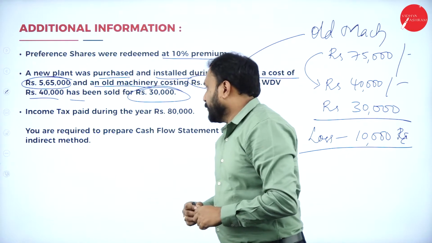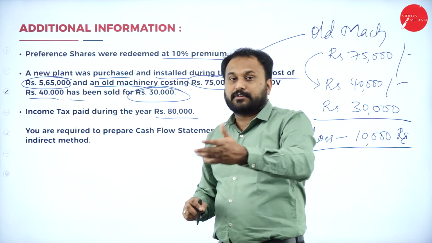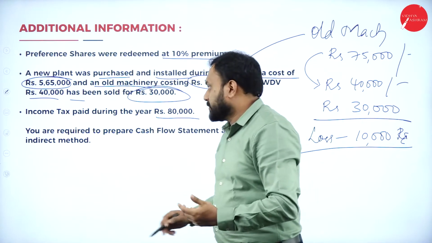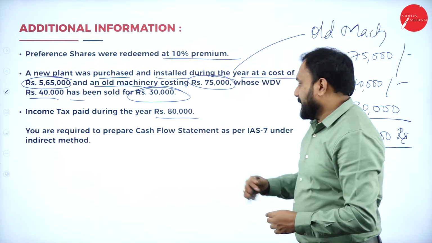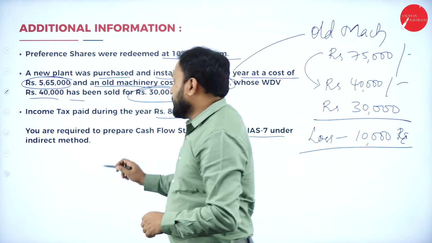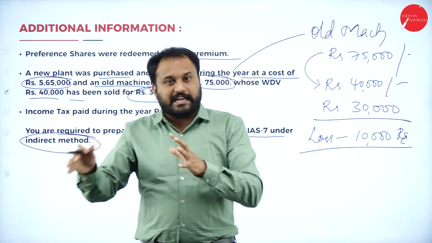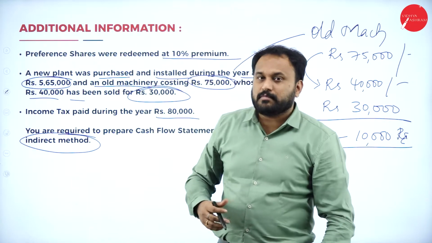Income tax paid during the year is 80,000 rupees. Now income tax you are supposed to pay, right? So again it goes from your pocket. You are required to prepare a cash flow statement as per Indian accounting standards under the indirect method. That means this problem is also a very lengthy problem. Let's solve the problem, no issues.